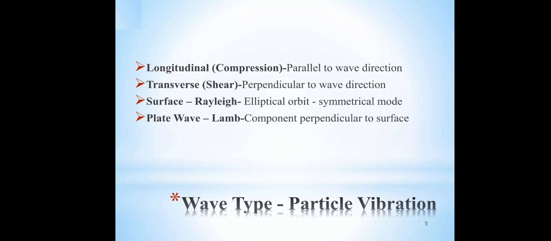Plate wave or lamb wave. Lamb waves propagate parallel to the test surface and have a particle motion that is elliptical. They occur when the thickness of the test material is only a few wavelengths at test frequency and where the test piece is of uniform thickness.